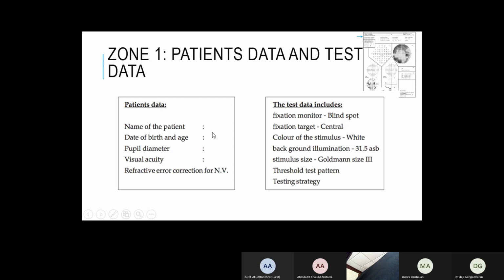For zone 1, patient data and test data, we should always check the name and the MRN number to make sure that this is the right patient. Pupil diameter, visual acuity, and refraction. Refraction is very important. If we missed 1 diopter of refraction, it will decrease the sensitivity by 1 decibel. And the test data is also important. Most important one is the test strategy. If you want to compare 2 tests, it should be the same strategy.